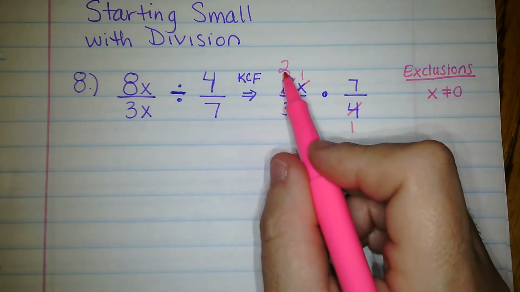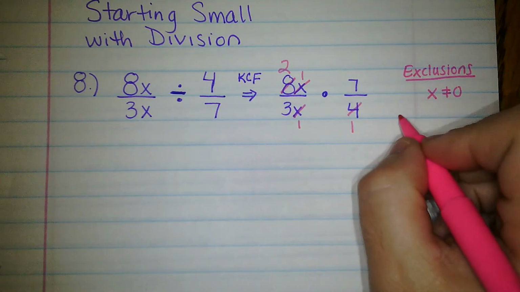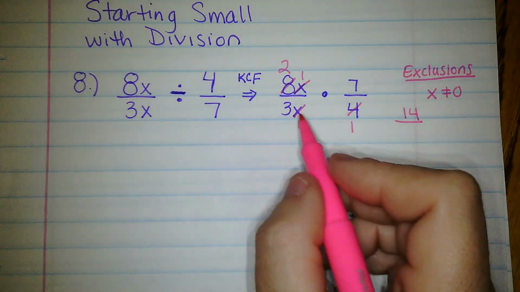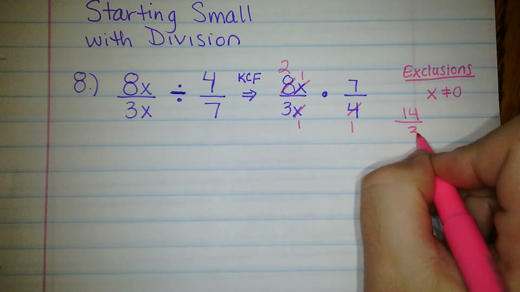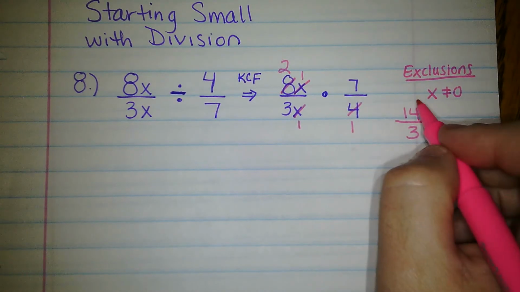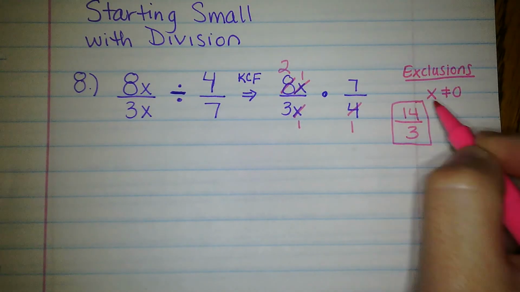Our final answer is going to be 2 times 1 times 7, which is 14, over 3 times 1 times 1, which is 3. So our final answer, 14/3. With our exclusion, x can't be 0.